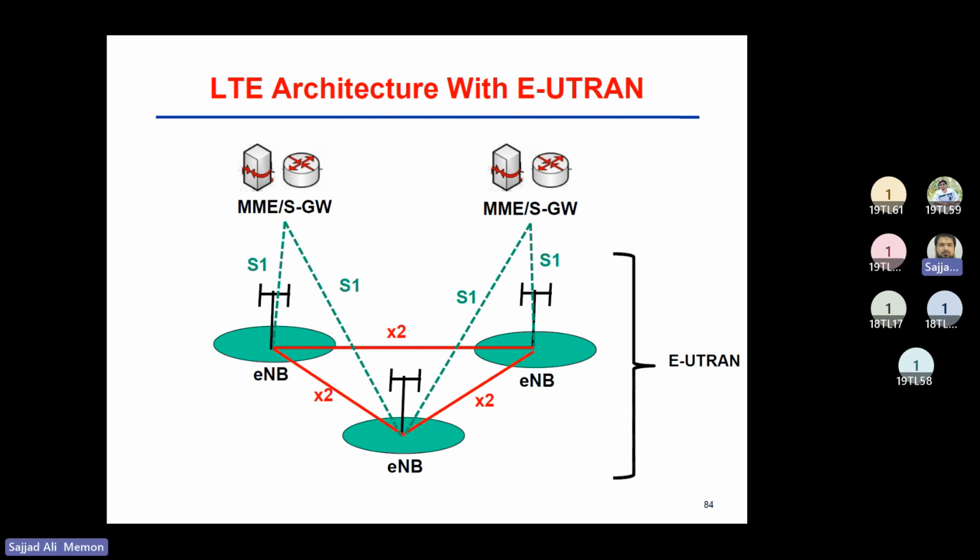So this is another new interface introduced in E-UTRAN, the X2 interface, that connects one E node B with another E node B. Previously, not all base stations were connected with each other, but here it is necessary that each E node B should be connected with another E node B. There is something very different in the LTE architecture with respect to the previous generations' architectures.